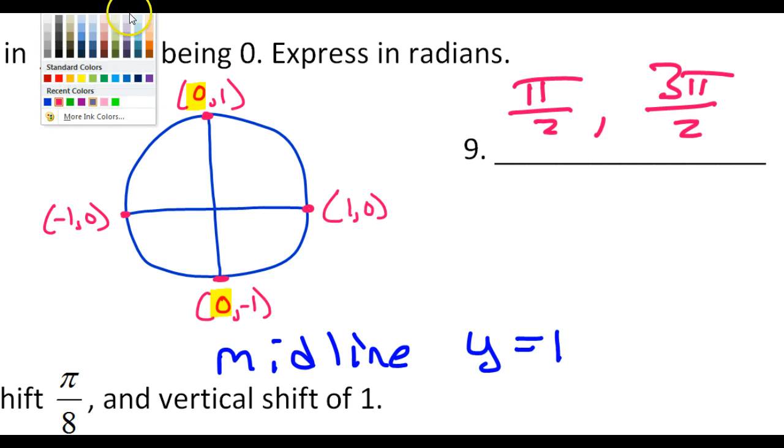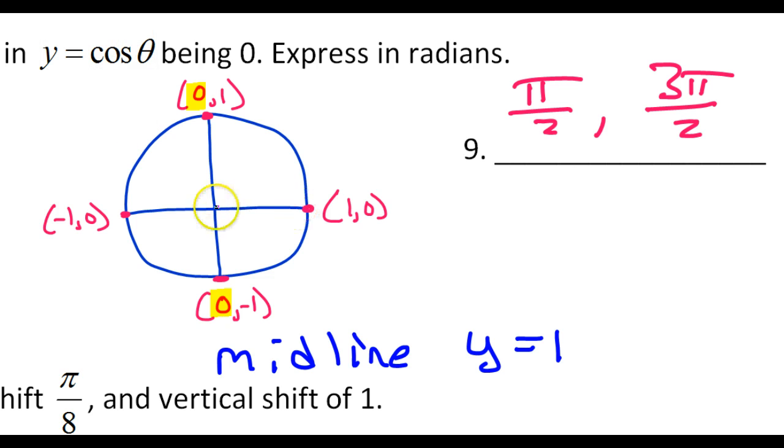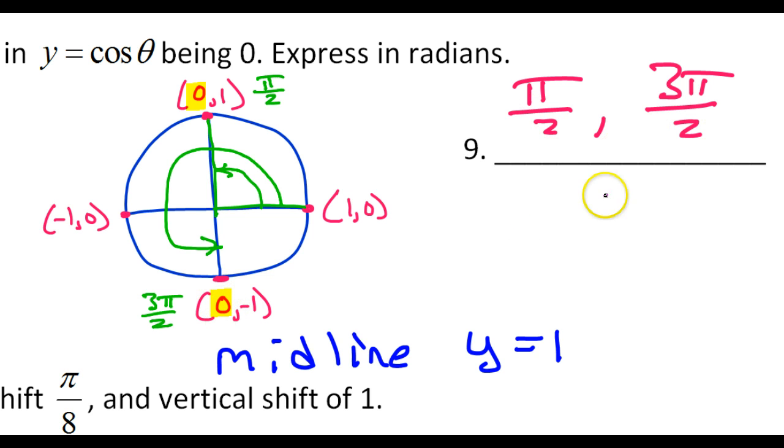Now, what are these angles? Well, looking from standard position, this is going to be pi over 2, which is right there. If I kept going around to this angle, then this is going to be 3 pi over 2. Remember, 1 pi over 2, 2 pi over 2, 3 pi over 2. So these are the two angles looking at the unit circle, pi over 2 and 3 pi over 2, where the cosine is 0. Either way you get the same answer.